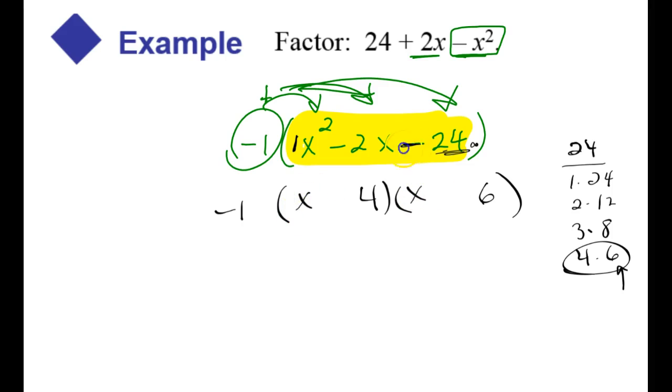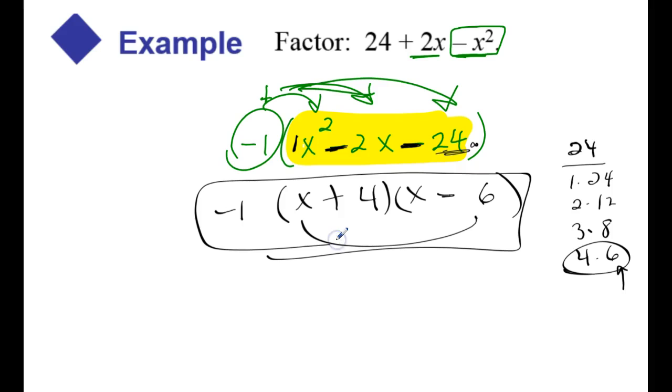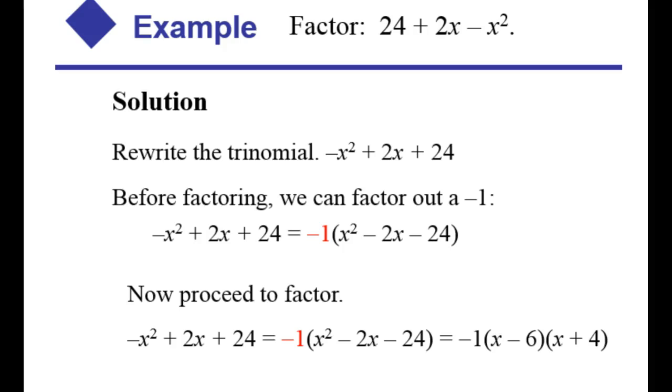X and x, this says signs are different. The larger term is negative, and so the larger term is -6x, forcing this to be a positive, and you have to hang on to that -1. Good. The author got the same solution.